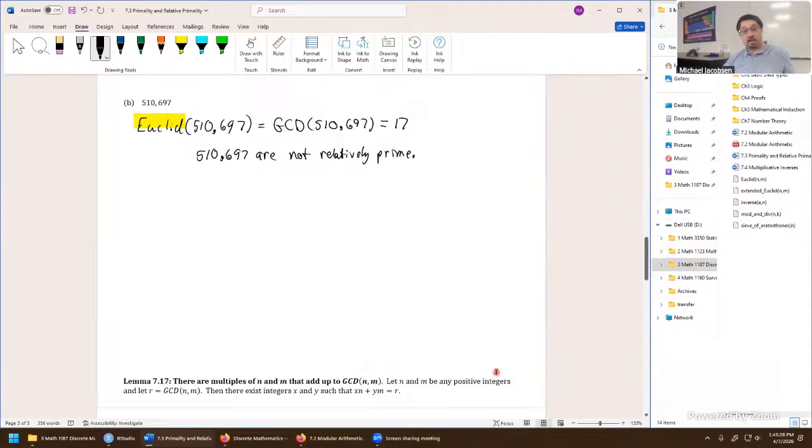So if n and m are any positive integers, we'll designate r. I think that's a weird choice, but to keep things the same as the reading, I'm keeping it r, just like in our textbook. r is going to be the greatest common divisor of n and m. And we will find integers, these are the multiples x and y, multiplying n, multiplying m, resulting in r.